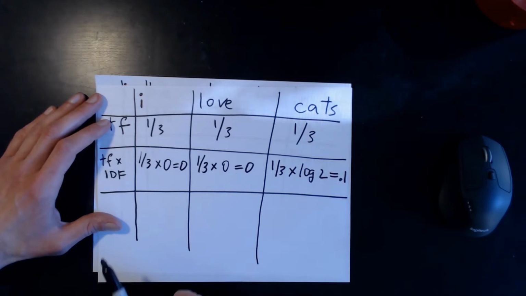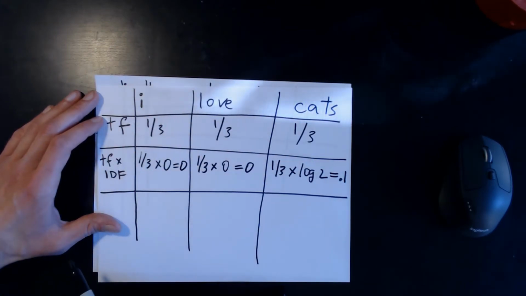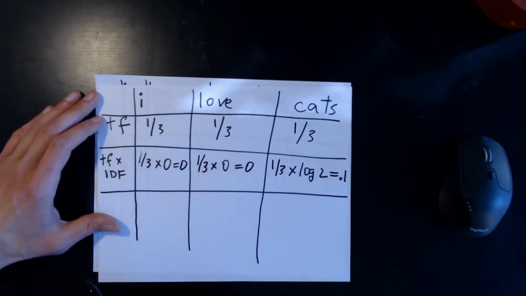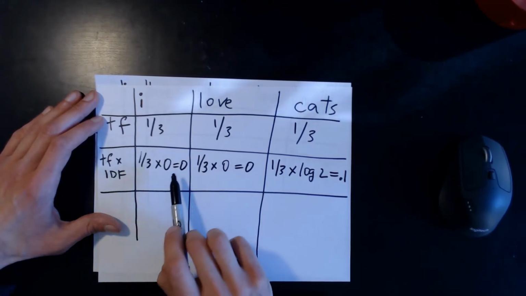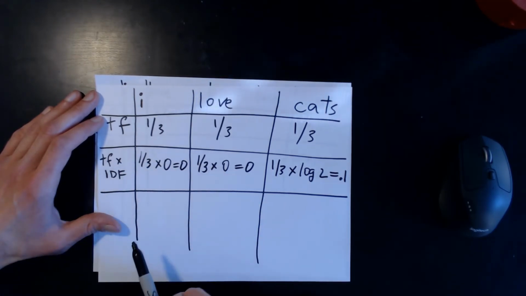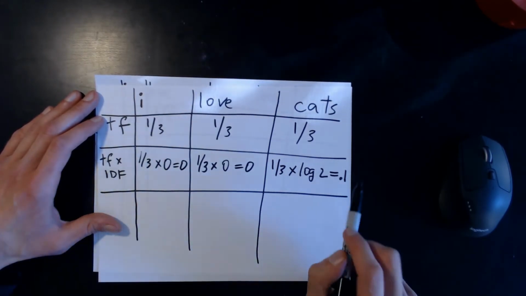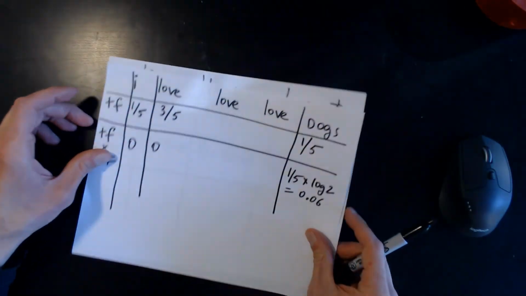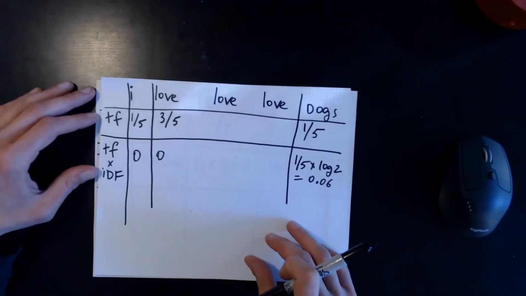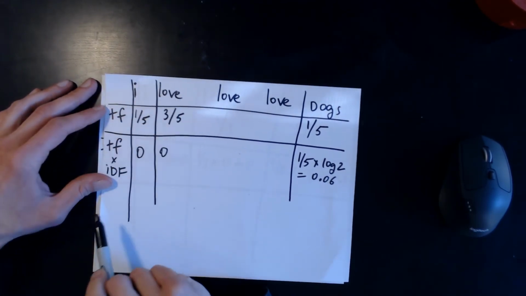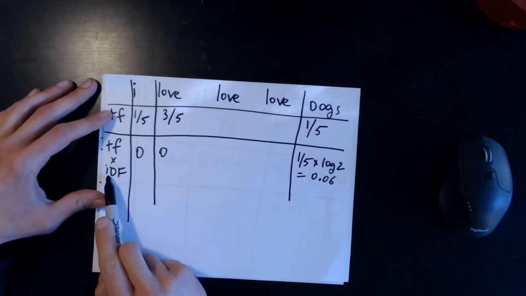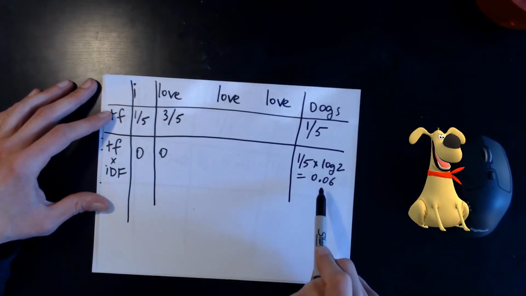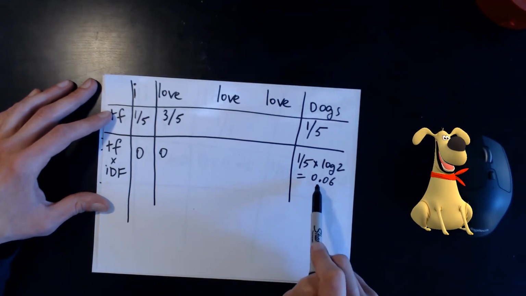So let's review. In I love cats, both I and love got a tf-idf of 0, meaning these are not important terms because they're so common in the corpus. And cats is an important term with a 0.1 tf-idf. Same story in the other document. I love dogs. I and love were very common, so their tf-idf ended up being 0, whereas dogs is the important term here with the tf-idf of 0.06.